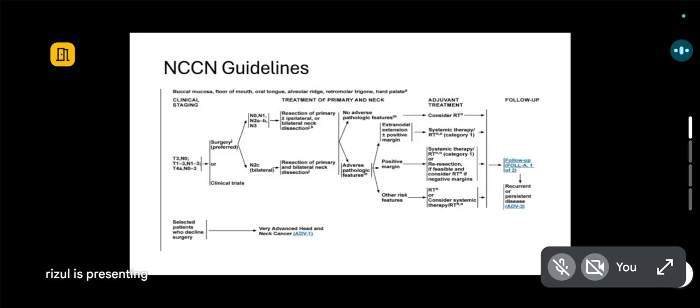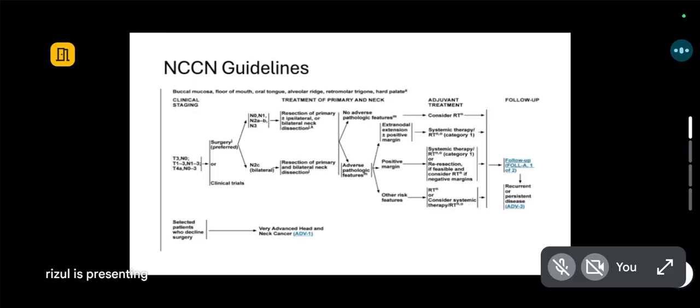Yes. So the management part: after the clinical staging and the diagnostic workup, we come to the treatment part. If the disease is involving T3 or T4 staging with N2, N3 nodal involvement, the preferred treatment, most of the time, is surgery only.